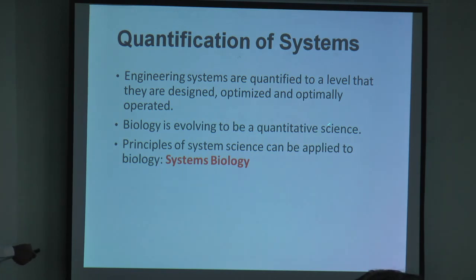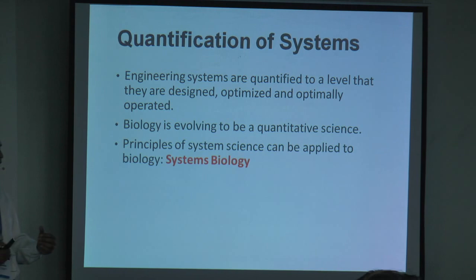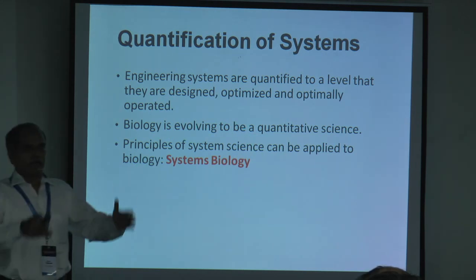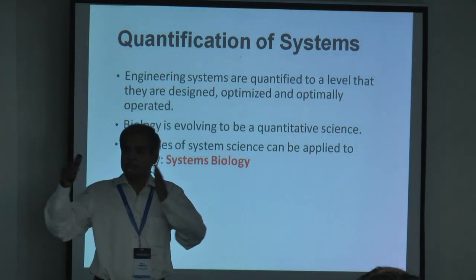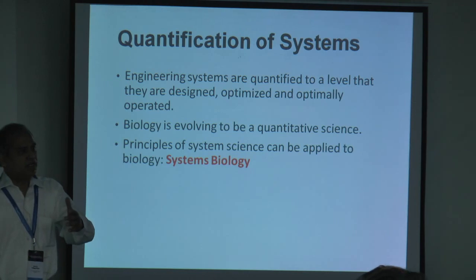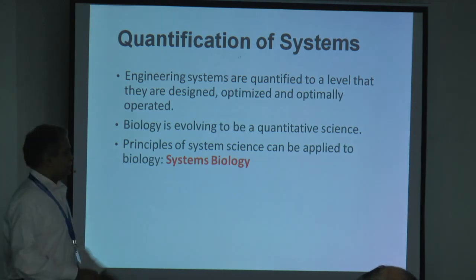Biology is also now evolving to be a highly quantitative science. There are 2 new methodologies which have come so that I can now quantify different components. So now I can apply the principles of system science, which the engineers are familiar with, to biology. So this is what is called systems biology. So we are trying to apply all the principles that we use in designing and understanding engineered systems to biology.